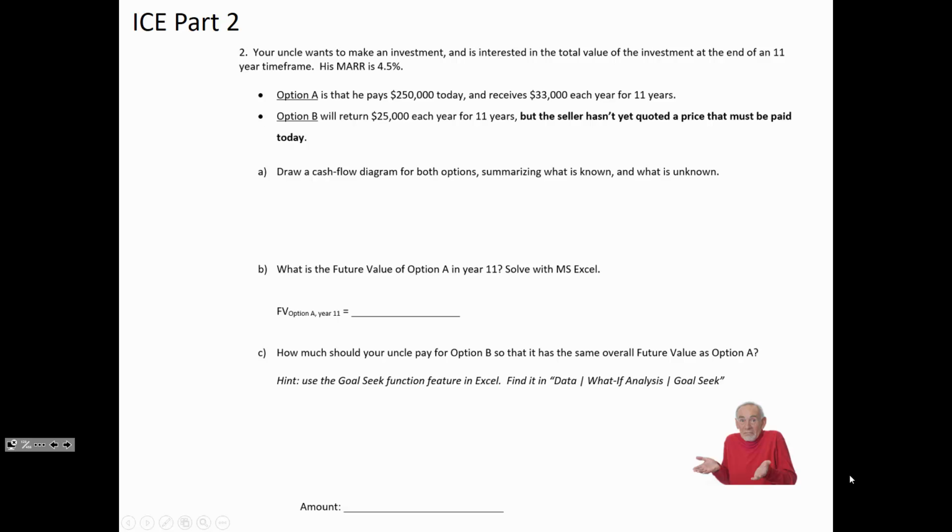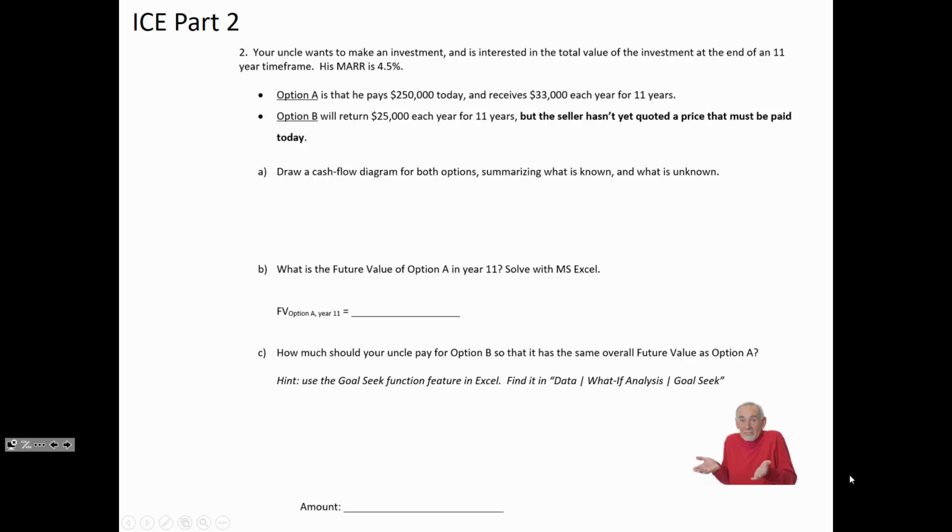All right, so in the second problem, you've got a family member who is making an investment and has 2 alternatives. One of them, if you pay in $250,000, then you get 11 years worth of $33,000. And then option B is going to have an annual return of $25,000, but option B, you're not exactly sure what the price is going to be. The seller hasn't given you a price yet.